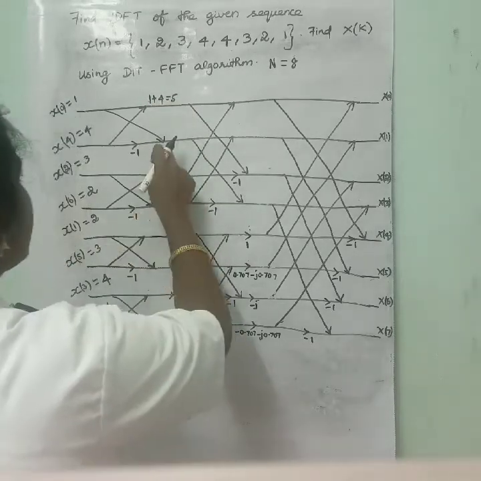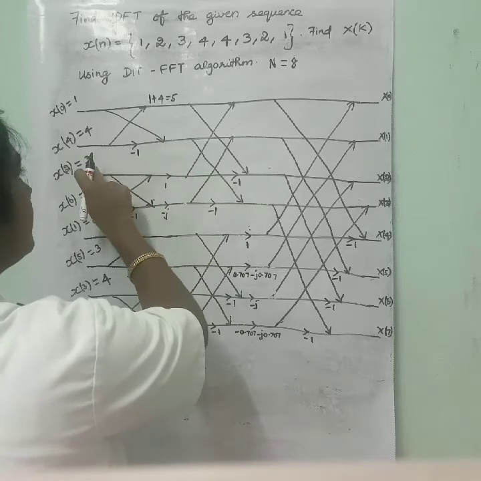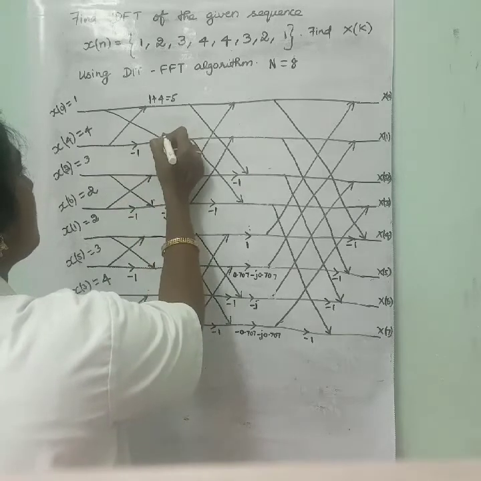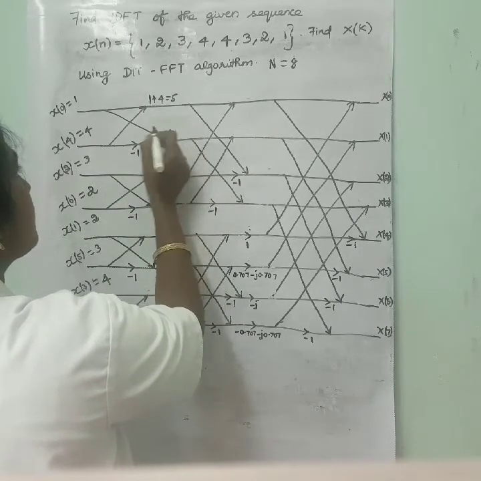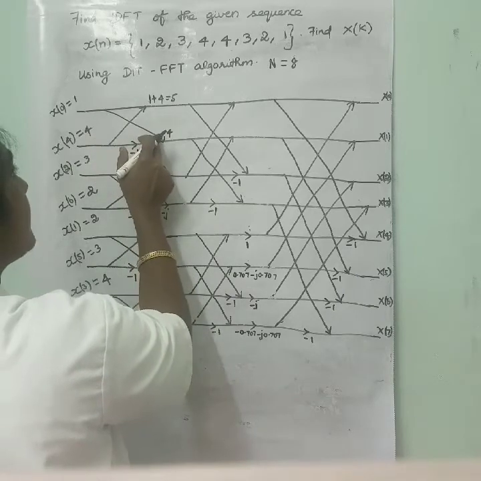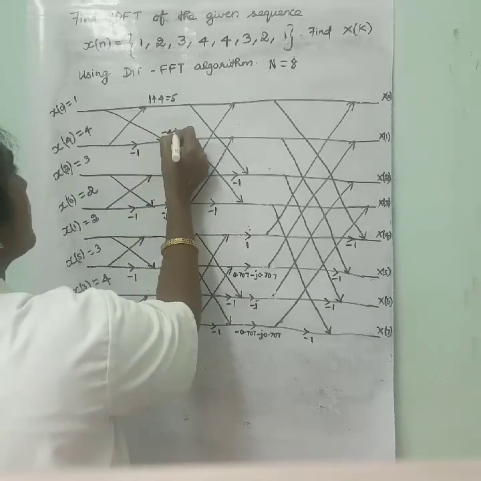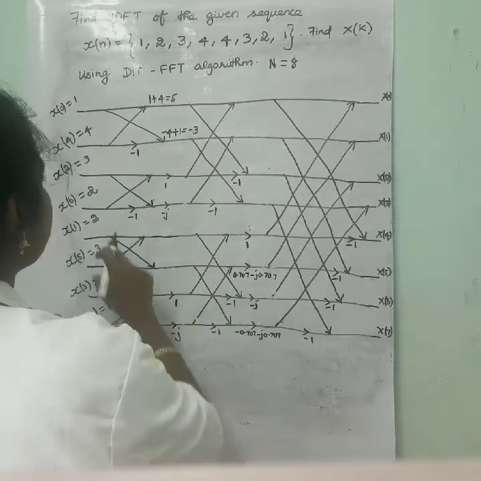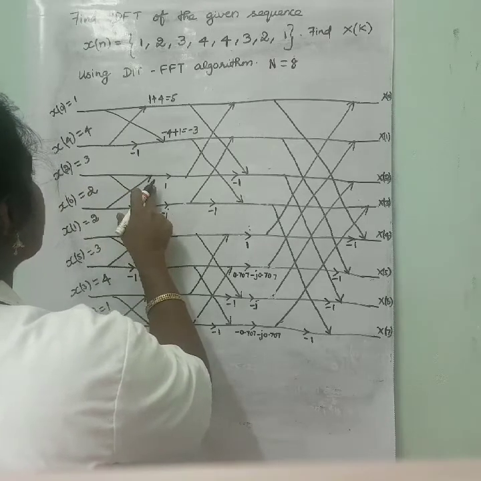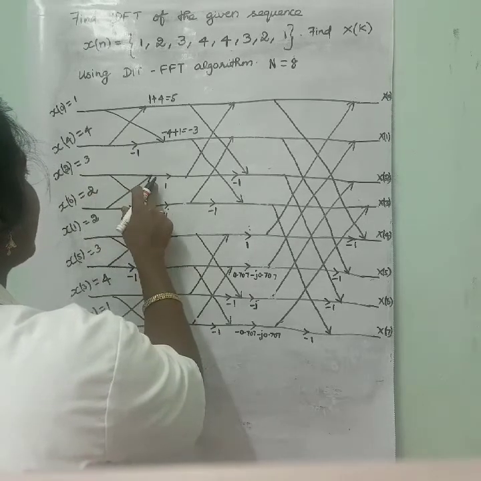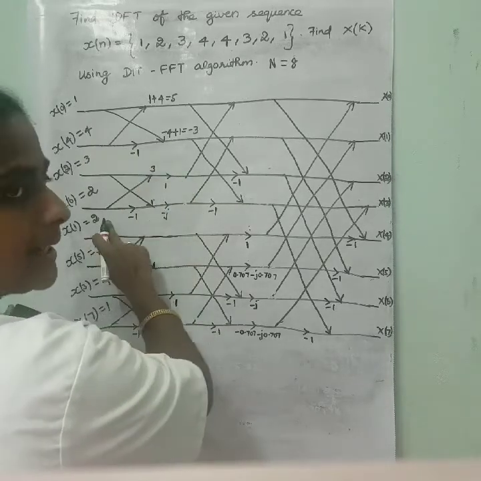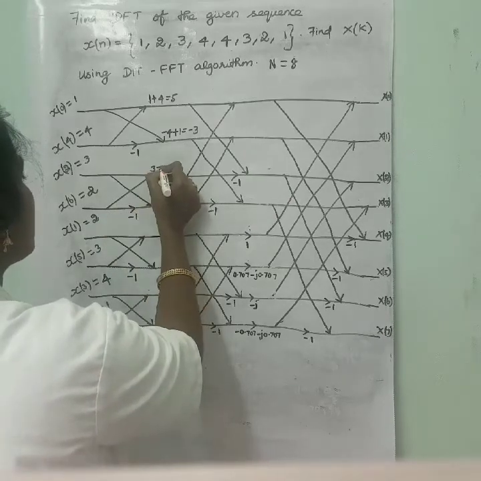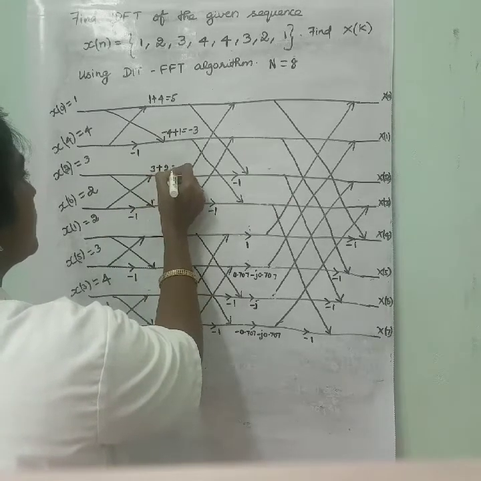Similarly for the second line, the value is 4. Here we have minus 1. So 4 into minus 1, you have to multiply by this minus 1, so minus 4. And the arrow comes from the first line, plus 1, that is equal to minus 3. Then say the third line, the value of the third line is 3 and the value of the fourth line is 2. The arrow comes from the fourth line, that is 2. So 3 plus 2 is equal to 5.